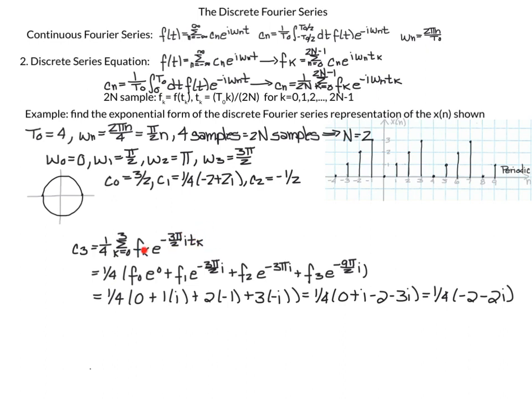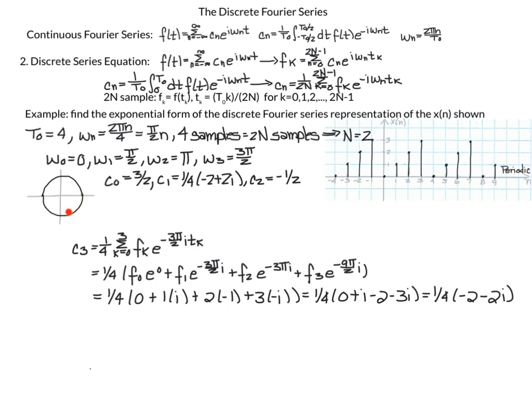So 1/4 f naught e to the 0 plus f1 e to the, and now time of 1, minus 3 pi over 2 i, plus f2 times 2, which is going to give us minus 3 pi i, plus f3 times 3, which is going to give us minus 9 pi over 2 i. So here we have f0 is 0, f1 is 1, e to the minus 3 pi over 2. So that's 3/2 pi in the clockwise direction.